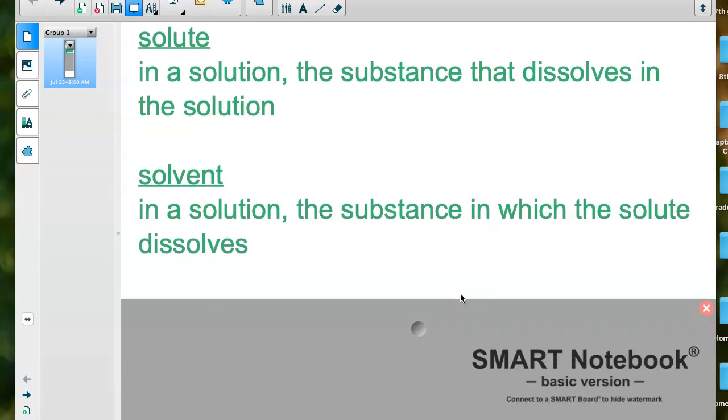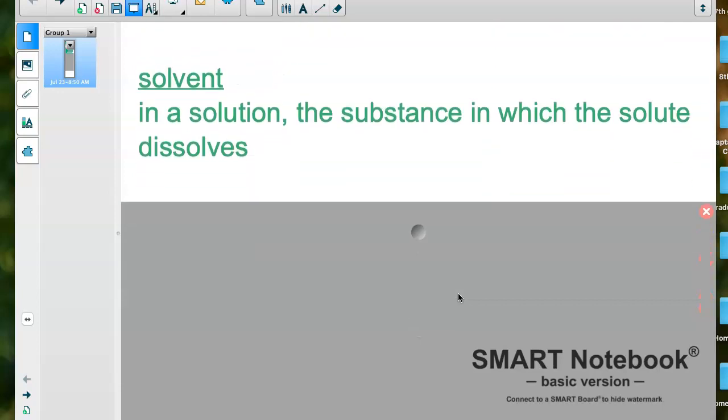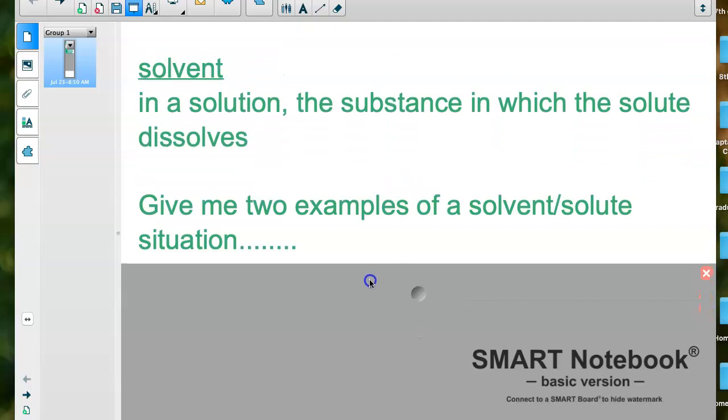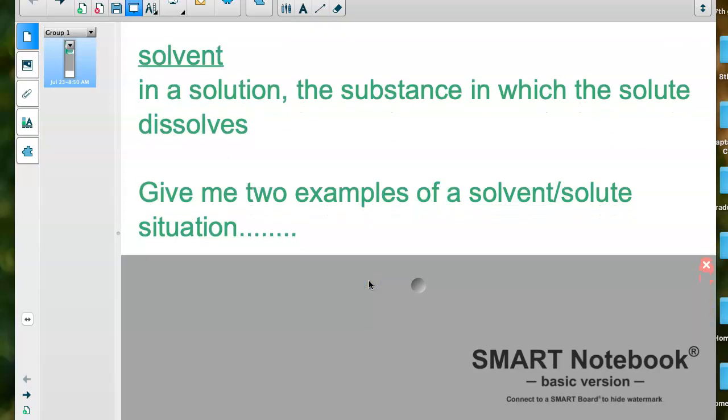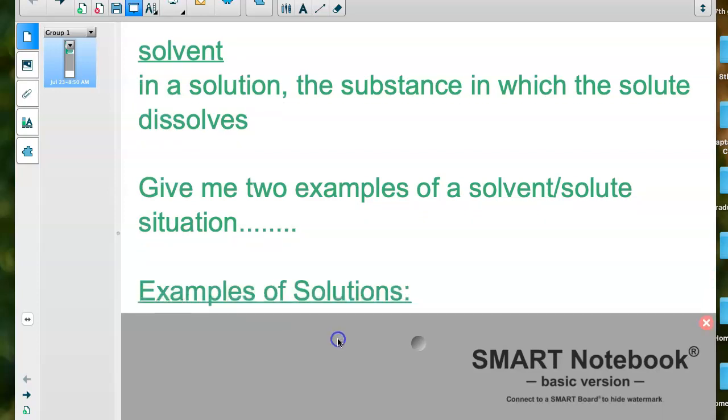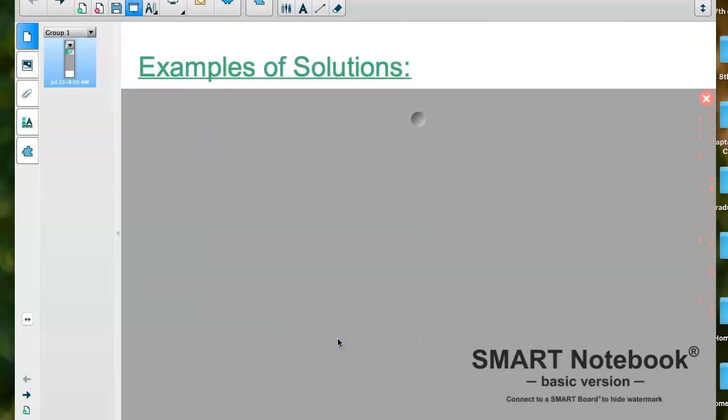There's lots of different examples of this that you can probably think of. For example, if you've ever had Kool-Aid, that's another example of a solute and a solvent. The solute would be the actual sugar powder Kool-Aid, and the solvent would be the water. If we were in class right now, I would say, give me two examples. I just gave you two examples, so I bet you can think of more, as I said. So, some examples of solutions.